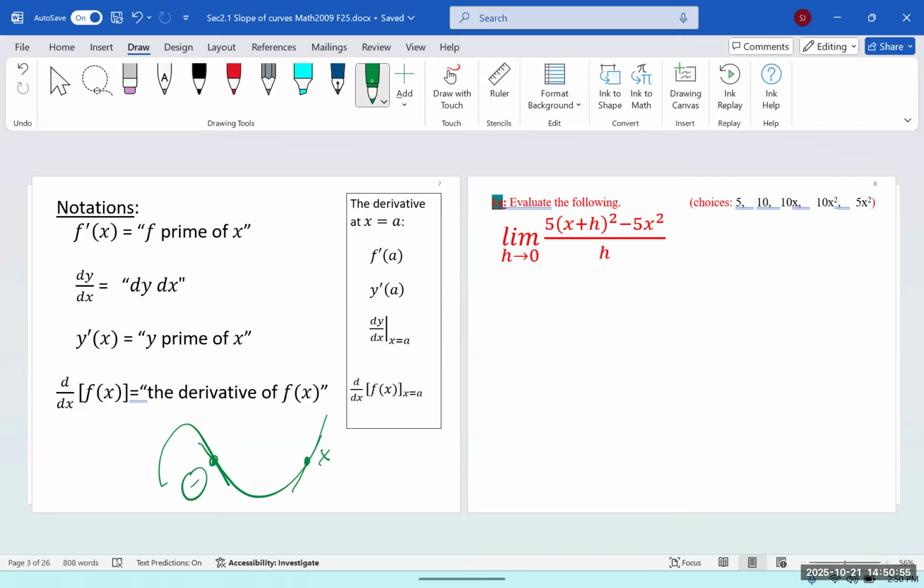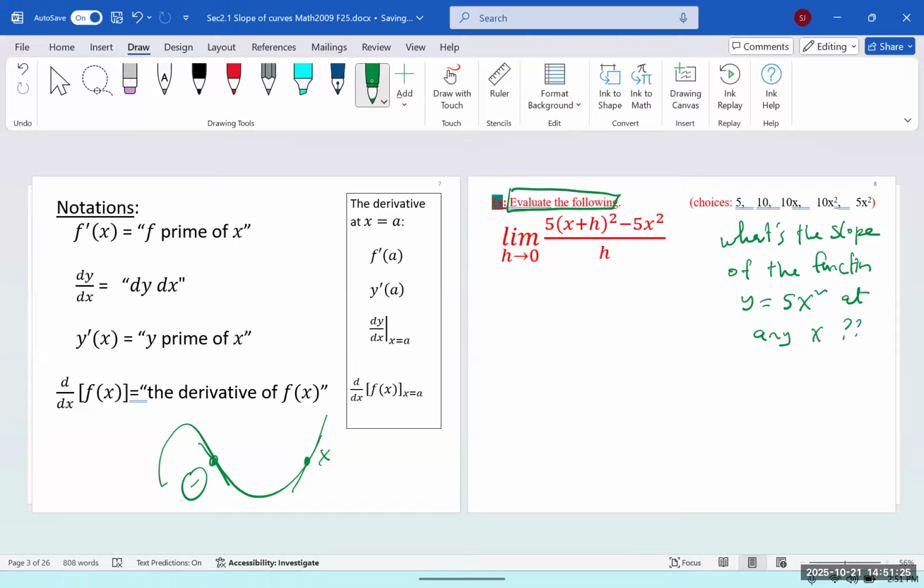So they are saying evaluate the following. It means basically, what's the slope? What's the slope of the function y equals 5x squared at any x? What's the slope of this function at any x?